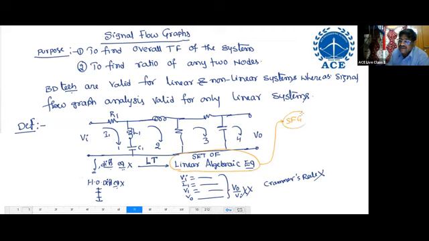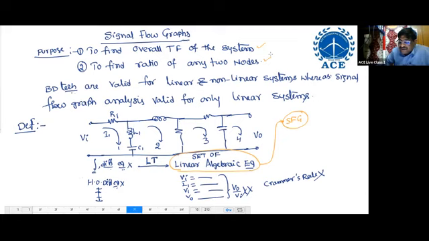To the set of linear algebraic equations, you can just draw a signal flow graph. Once you draw a signal flow graph to a set of linear algebraic equations, then you can find the overall transfer function. We can even find the ratio of any two nodes without any change in the signal flow graph. Without any change in the signal flow graph, we can find the overall transfer function as well as the ratio of any two nodes. ठीक है ना?